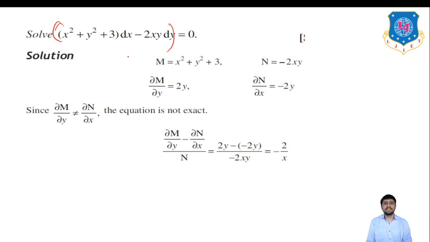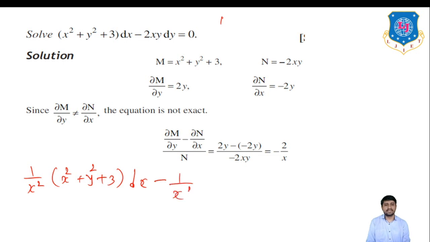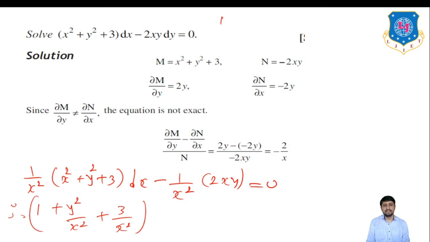When we multiply this equation with 1 upon x square, I just write here, 1 upon x square into x square plus y square plus 3 dx minus 1 upon x square into 2xy dy, that is equal to 0. So 1 upon x square into x square, so 1 plus y square upon x square plus 3 upon x square dx, and here minus, because x will be cancelled out, so minus 2y upon x dy, that is equal to 0.